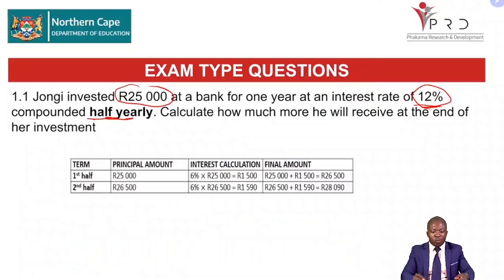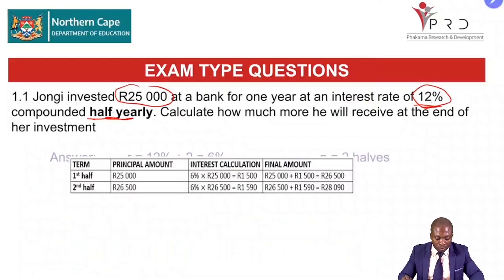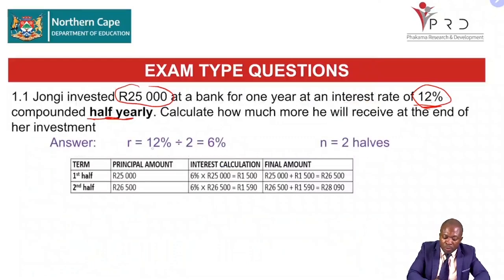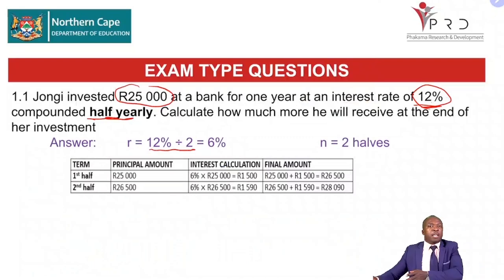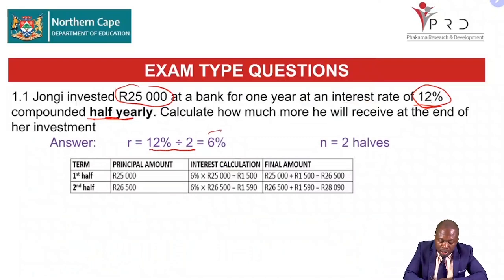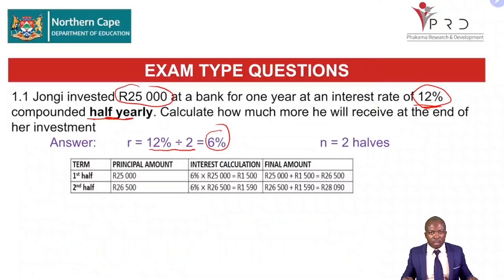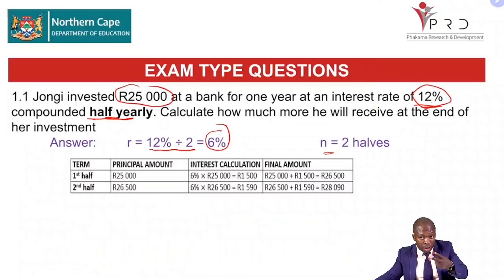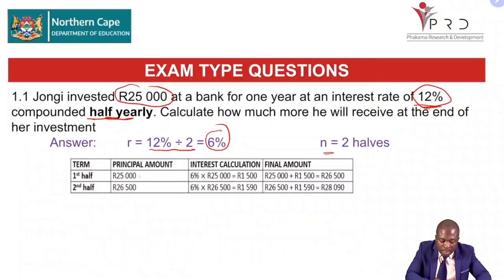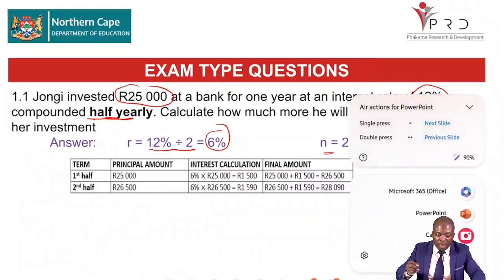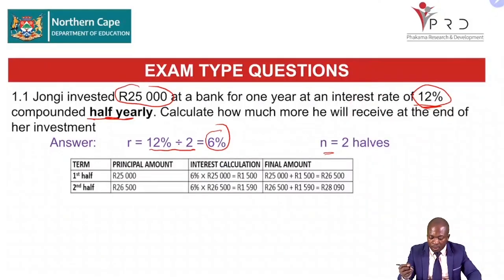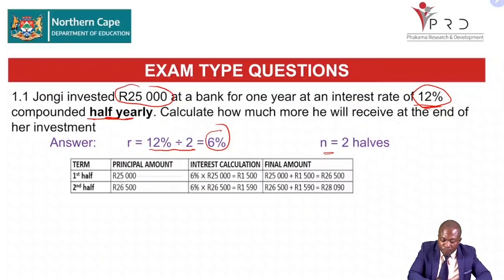So look at what I have done here. Can you see my 12%? I'm dividing it by 2 because I'm going to get first half year, second half year. So divide by 2 meaning I'm going to be working with 6%. Then N, the number of years, I'm going to have 2 halves for each year, meaning January to June is 1, July to December is another 1. So first half year, can you see how much do I have there? We are going to have the 25,000 for the first half year.